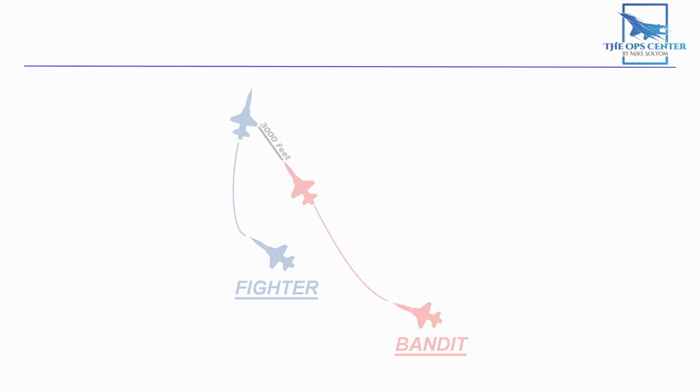In earlier videos, we went over the perch setup, but that's not something we can use for high aspect. Perch setups always place one aircraft in a position of advantage. What we want is for both aircraft to be neutral. For that, we'll use the butterfly setup.